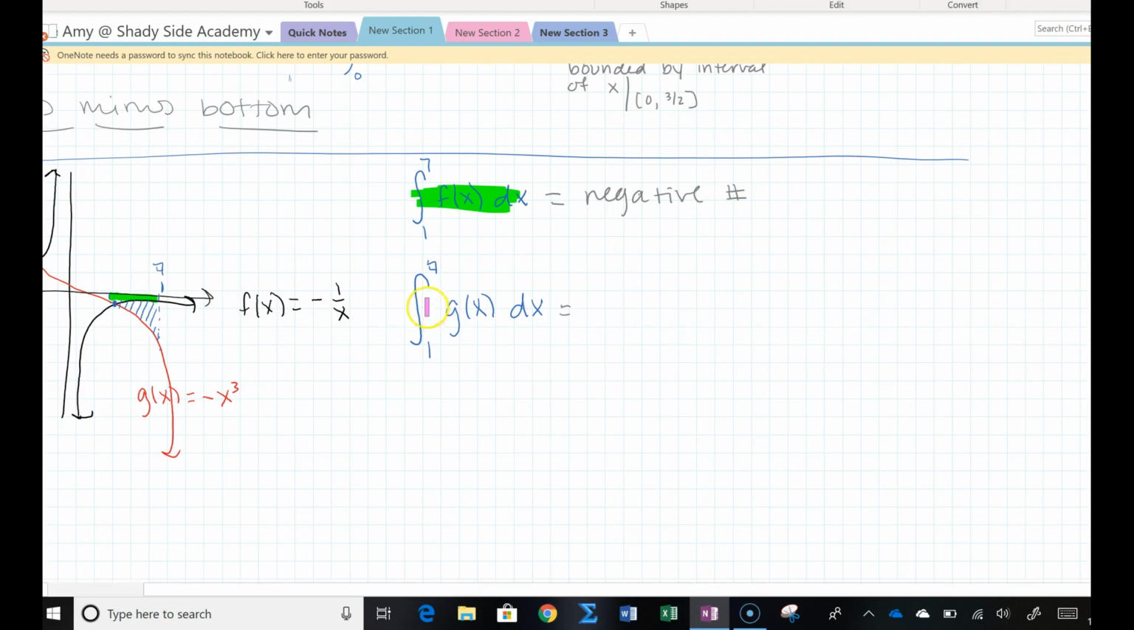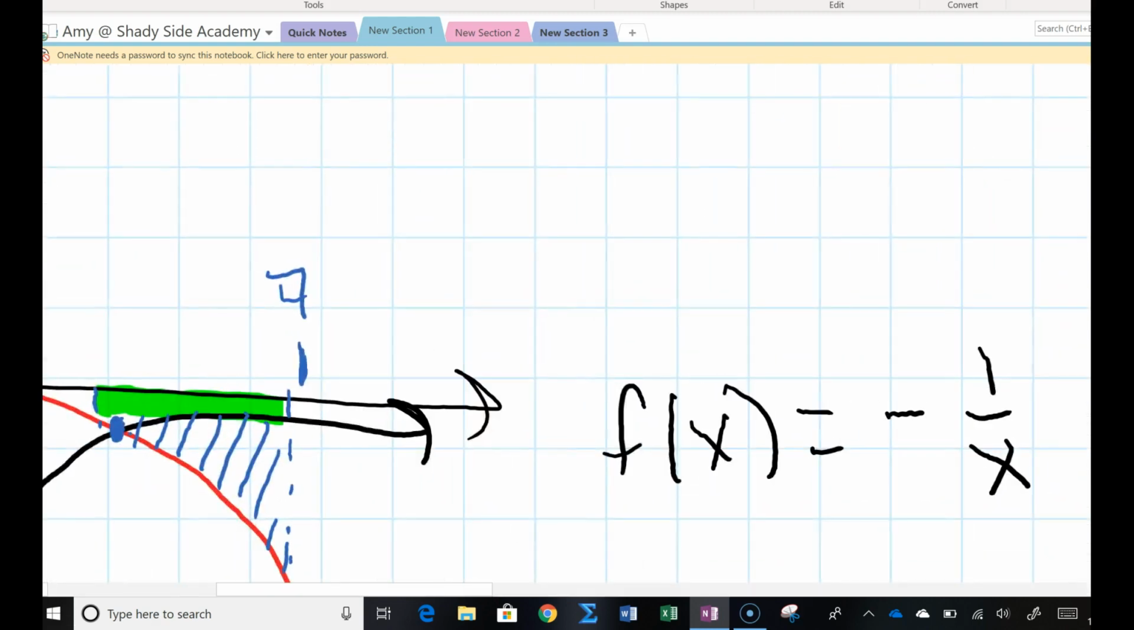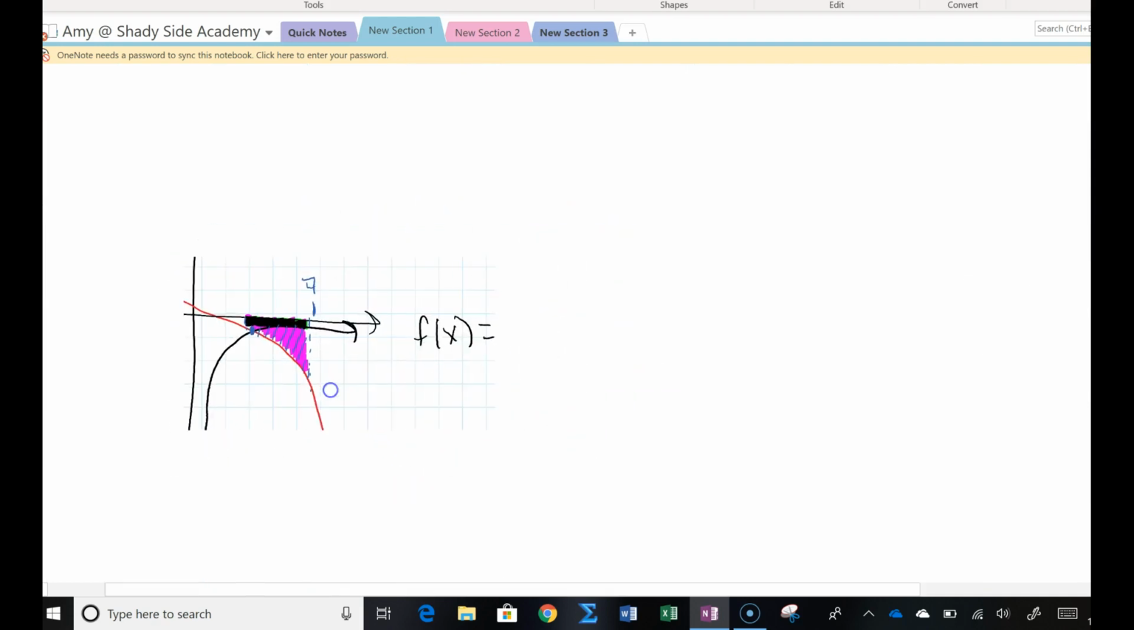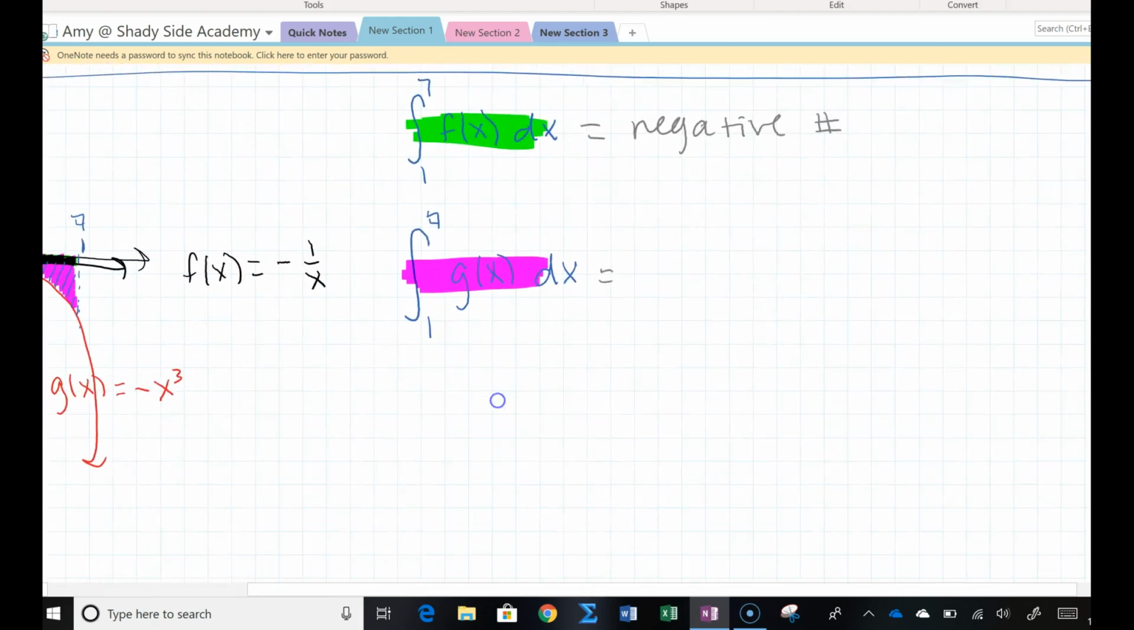Yes, Oliver? So is g of x the area from the curve, but then it's bounded by f of x, or does g of x go all the way to the x-axis? No, so you're asking about this integral here? Yeah. This integral, you basically erase f of x entirely. So it goes all this right here. Okay, yeah.